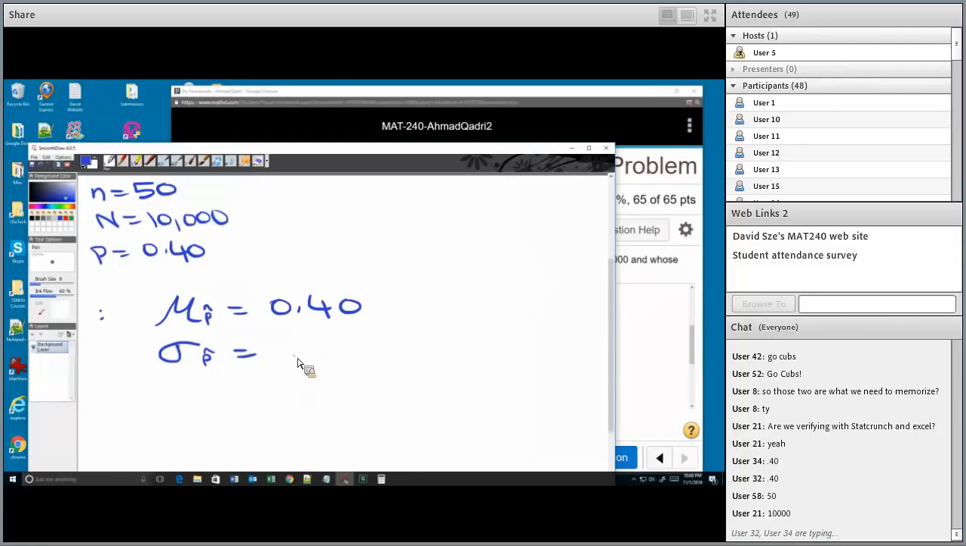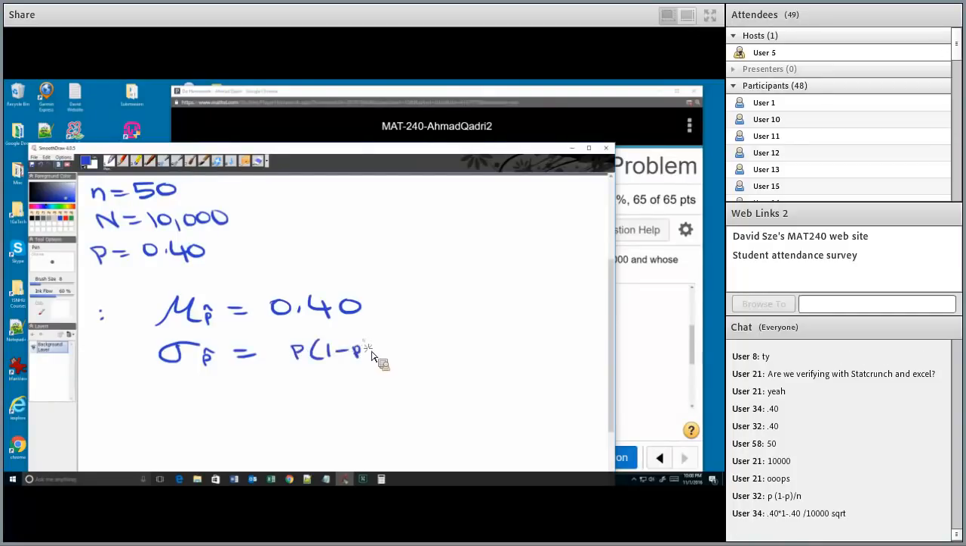Nope. There's a formula involved. Very good. It's the square root of p times 1 minus p divided by n. So what is that? 0.40 times 1 minus 0.40, which is 0.60, divided by n, which is small n, which is 50. And then you take the square root of the whole thing.